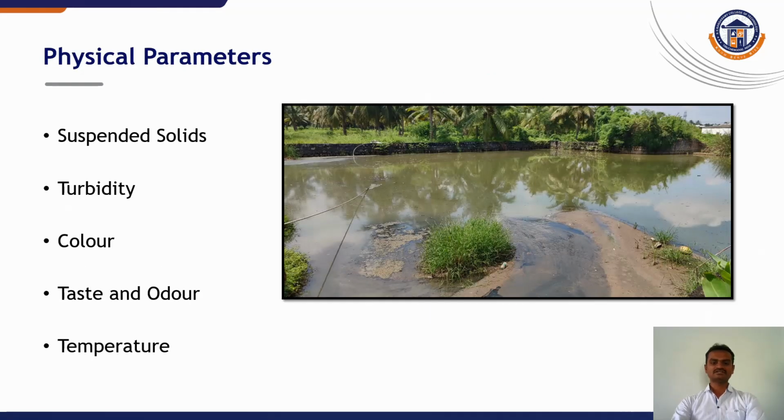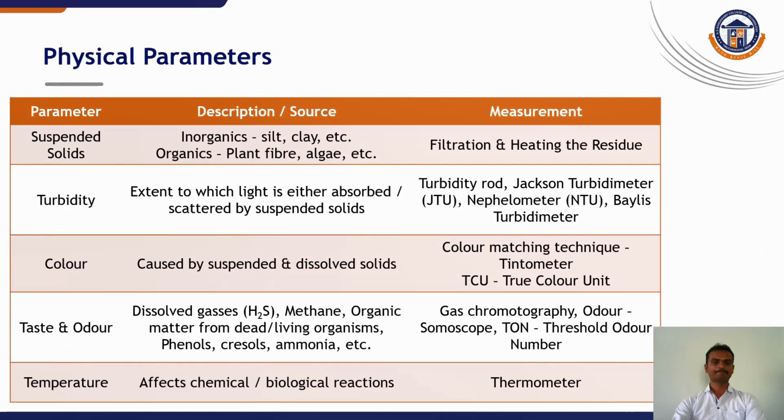So now let us explore physical parameters. These parameters often affect the aesthetic quality of water and are the first indicator of contamination. Suspended solids, turbidity, color, taste and odor, and temperature. The suspended solids. These are visible particles such as silt, clay, algae, or organic matter that do not dissolve. They make water appear turbid and reduce light penetration, affecting the aquatic ecosystem. So, this can be measured by the filtration technique.